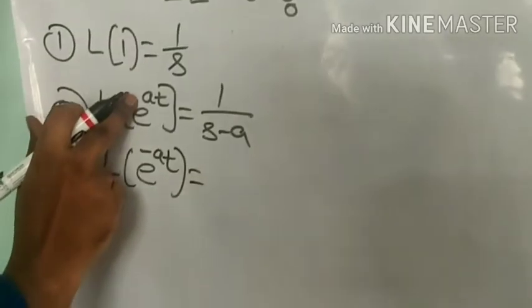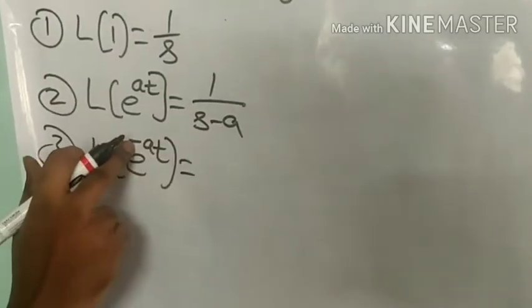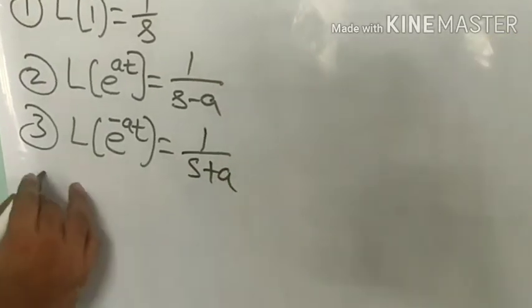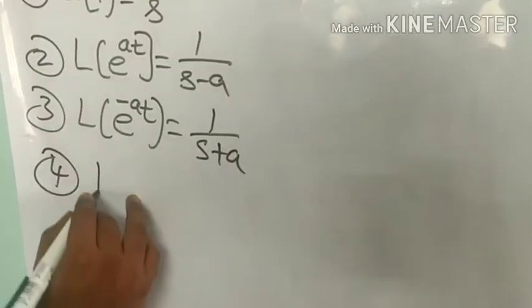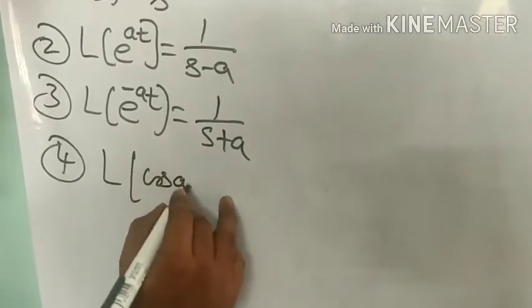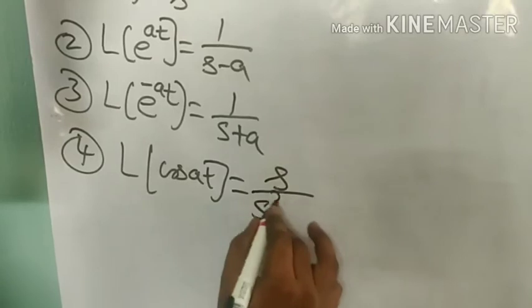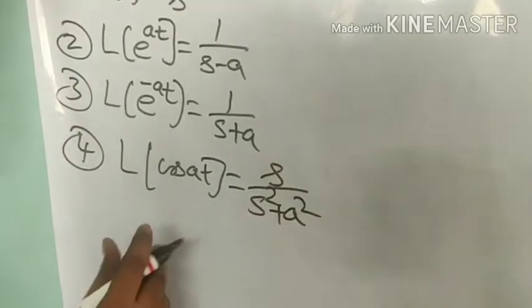Here plus means you write minus a, no. Here minus means opposite, plus. So 1 by s plus a. Okay, so fourth formula is nothing but Laplace of cos at. Cos at is nothing but s by s square plus a square. This is the fourth one, a very important formula.